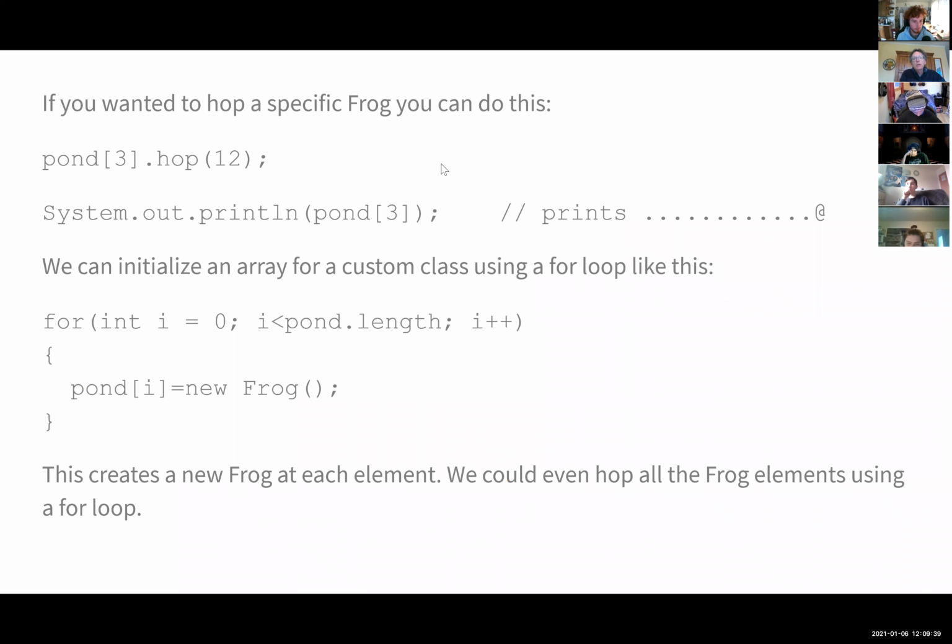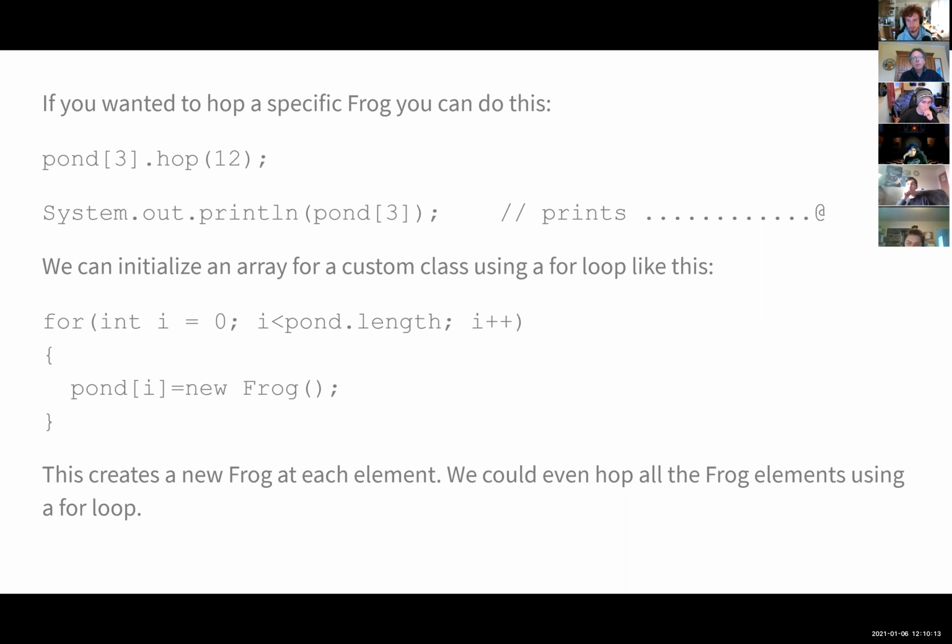So we would normally do this with a for loop, but let's look. Remember, I created one frog at index 3. So if I wanted to hop that frog, I would say pond square bracket 3 dot hop it 12 spots. And then if I wanted to print that frog, I could say print pond 3, and it would print what was at that spot. Now, normally you would create an array of frog objects, and then you would initialize the array, we call it. You'd create a frog at each spot.